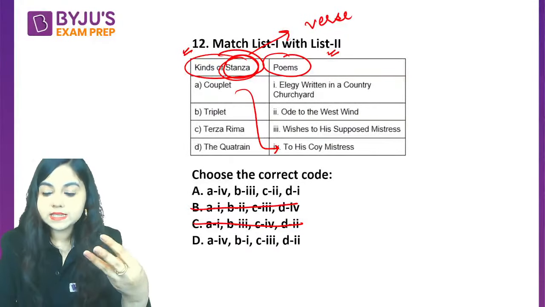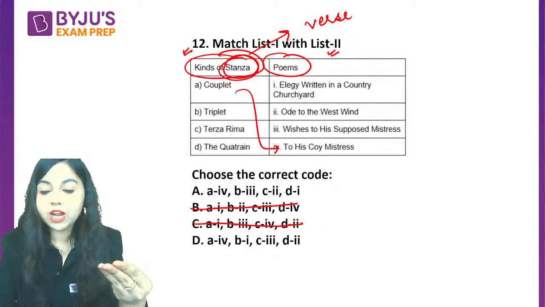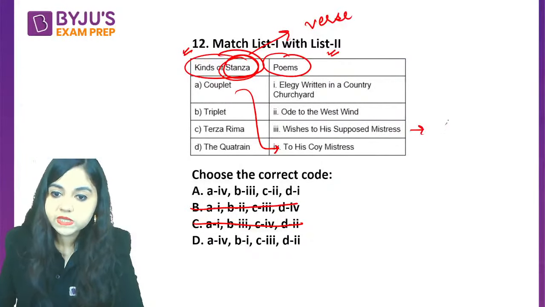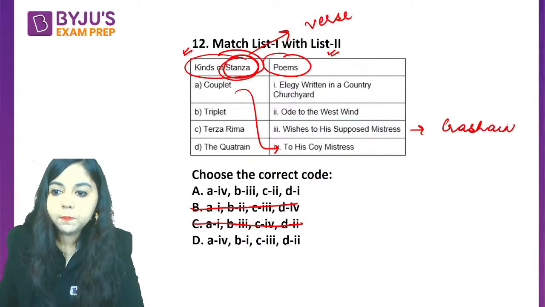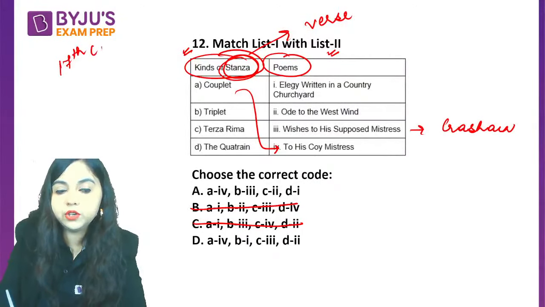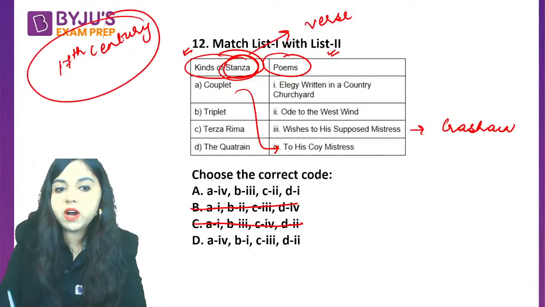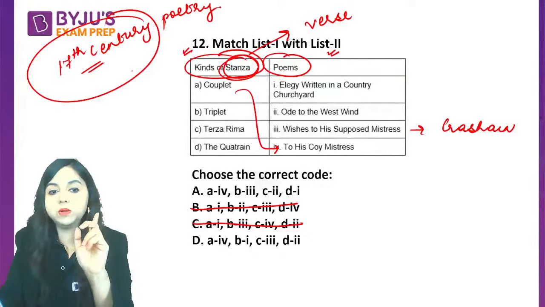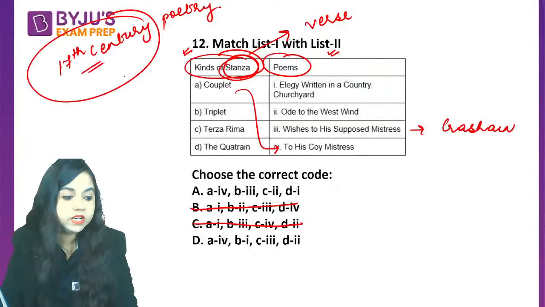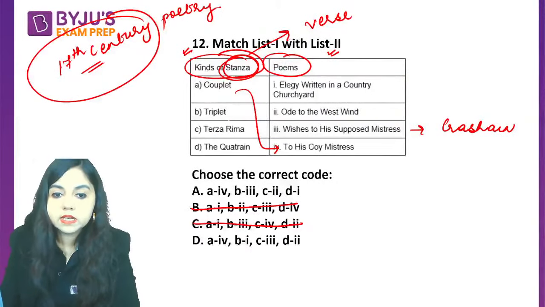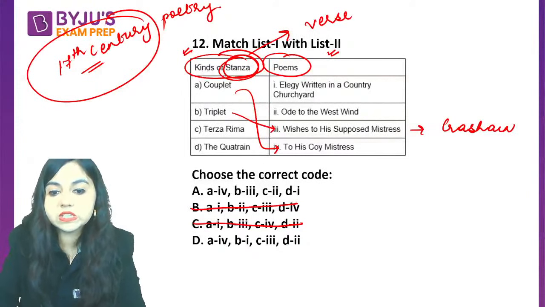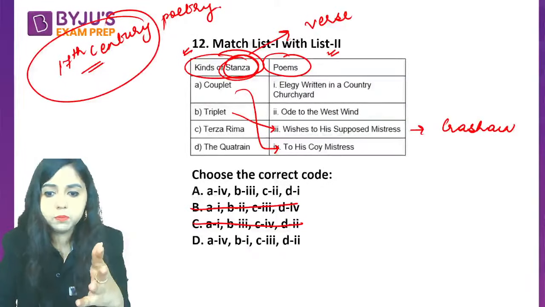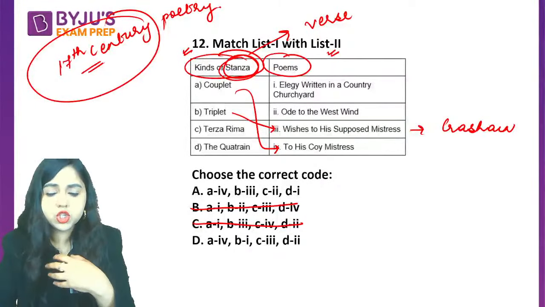Then triplet is a three line stanza form. You are able to see Richard Crashaw's writing, Wishes to His Supposed Mistress. I have repeated multiple times that you cannot ignore 17th century literature. It is a very vast panorama and 17th century poetry is very, very important. 17th century poetry, 17th century prose, 17th century drama. You cannot ignore the 17th century at all. You will have to cover it and give yourselves a little bit of time. Wishes to His Supposed Mistress is written in a triplet format, where he writes, whoever she be, that not impossible she, that shall command my heart and me.